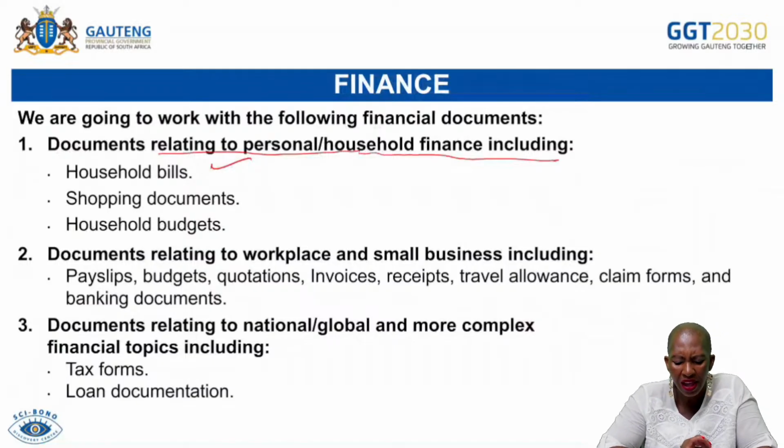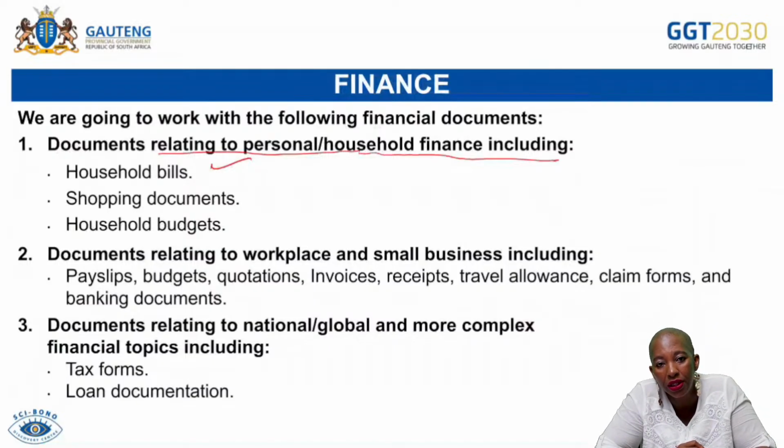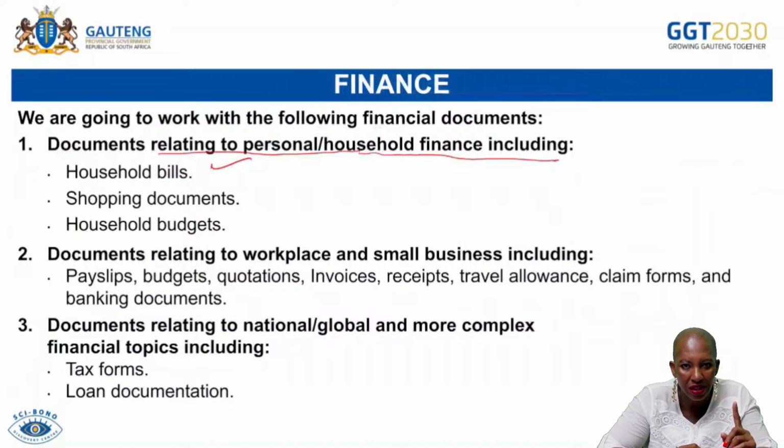Also, the household budgets. Before we can go any further, you have to do a budget. You have to know how much you are going to spend, and then you are able to say, okay, by the time I get paid, this is what I must do. I must first start by paying my accounts and then do 1, 2, 3. That is a household budget.